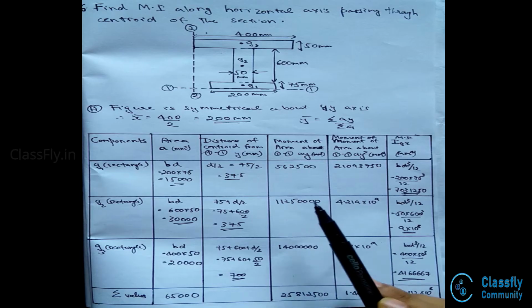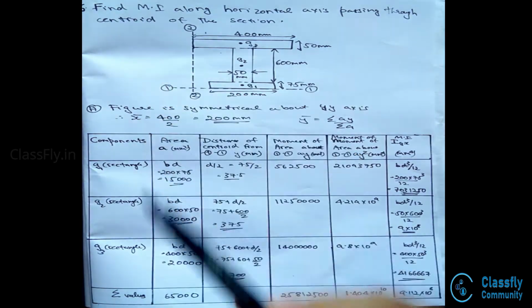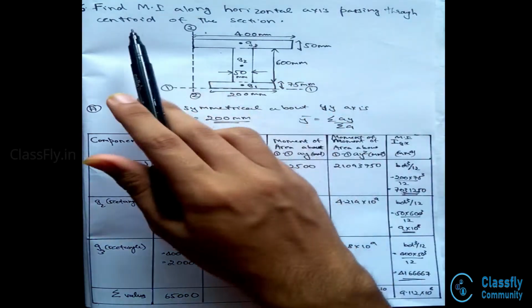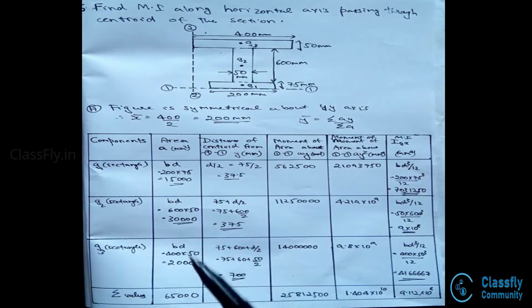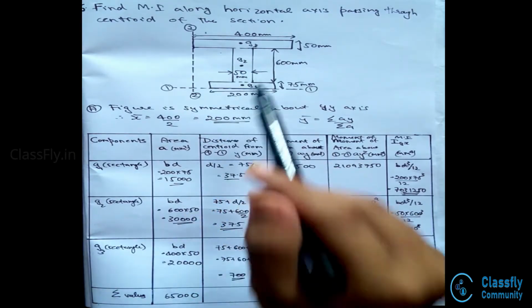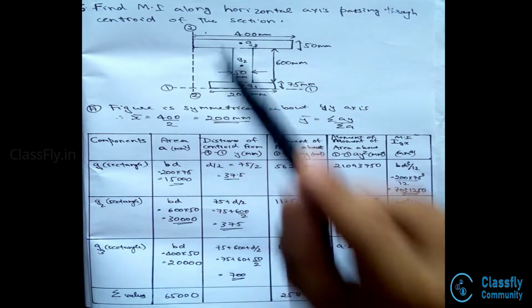Hi guys, today let us solve some numericals based on the concept of moment of inertia. Find the moment of inertia along a horizontal axis passing through the centroid of the given section. Hence, here we have to find the moment of inertia of a horizontal axis, say xx, which passes through the centroid of the given section.